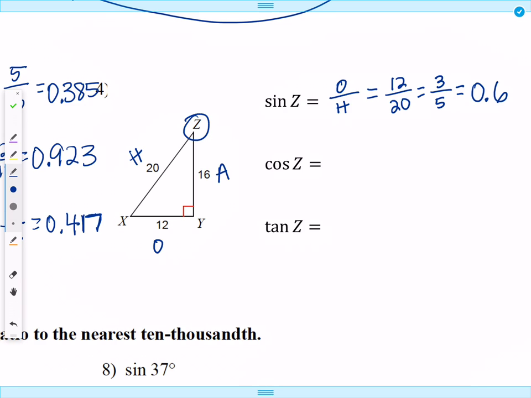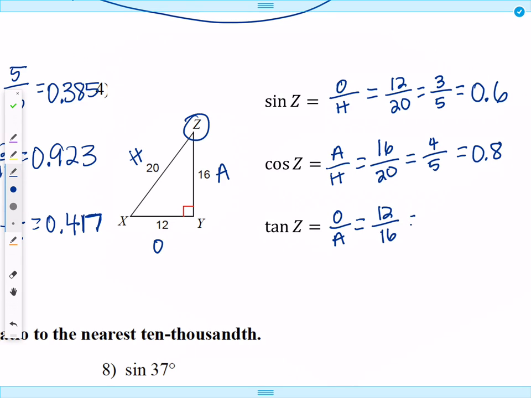For cosine, that's A over H. That would be 16 over 20. Those are also divisible by 4. So we end up with 4 over 5, or 0.8. And then tangent is O over A, opposite over adjacent. So this would be 12 over 16. Once again, divisible by 4. So we get 3 over 4. And that's 0.75. Okay, awesome. So I hope we're good to go on those.